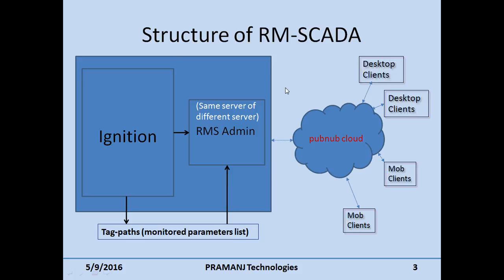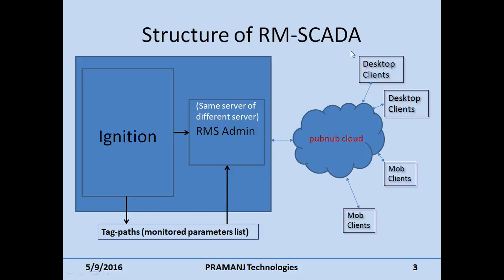Structure of RM-SCADA. RM-SCADA is basically an Ignition gateway communication module, which communicates with Ignition on one end and with the PubNub cloud on the other end. The RMS module can reside on the same server as Ignition, or it can reside on a separate server. The only requirement is that the RMS server should have connectivity to the internet.